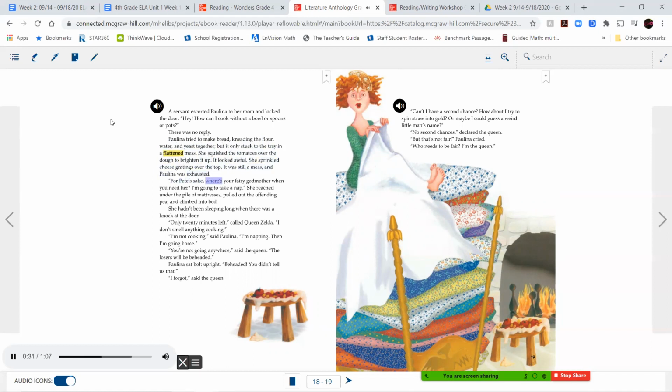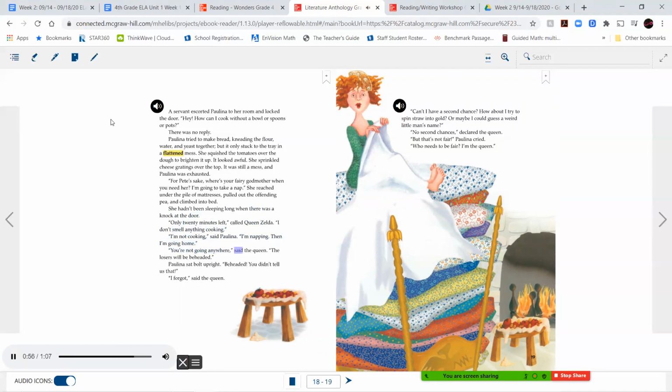"For Pete's sake, where's your fairy godmother when you need her? I'm going to take a nap." She reached under the pile of mattresses, pulled out the offending pea, and climbed into bed. She hadn't been sleeping long when there was a knock at the door. "Only 20 minutes left," called Queen Zelda. "I don't smell anything cooking." "I'm not cooking," said Paulina. "I'm napping. Then I'm going home."